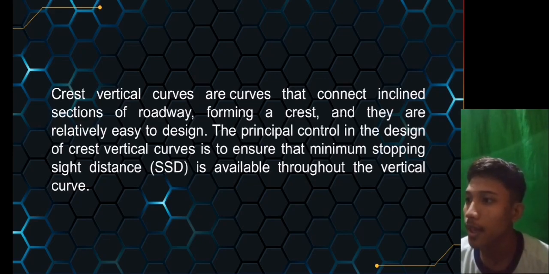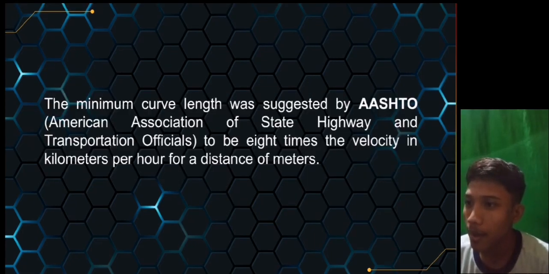This is governed by the sight distance requirements, but sometimes a case of riding may demand longer curves than the sight distance. Some designers prefer no vertical curve to be shorter than 300 meters. The minimum curve length was suggested by AASHTO, or American Association of State Highway and Transportation Officials, to be 8 times the velocity in kilometers per hour, for a distance in meters.